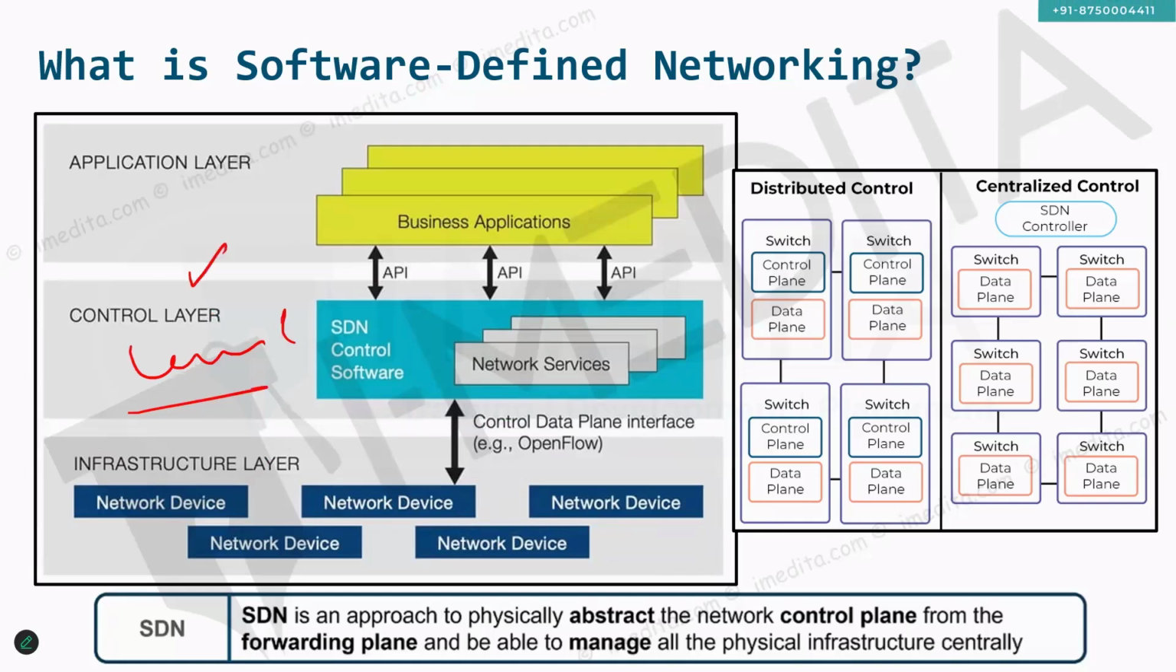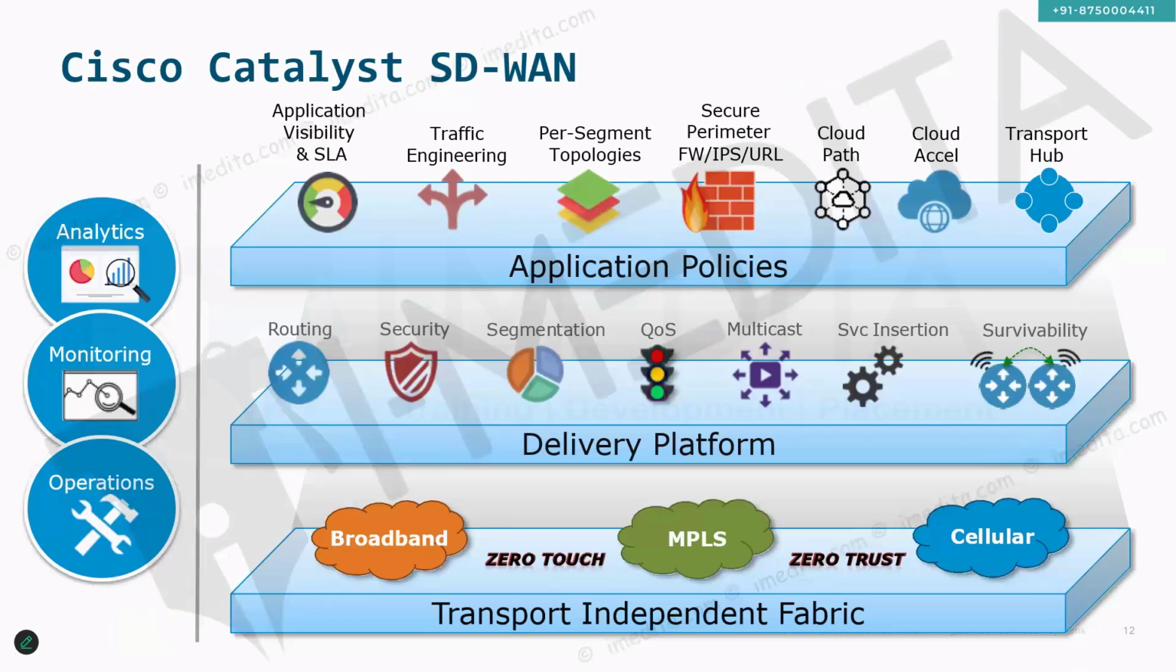The software-defined approach to abstract the control plane from the data plane and to be able to manage all the devices from a centralized point is what we refer to as software-defined networking, or SDN. Multiple offerings are there: SD-WAN, SD-LAN, SD-Access, and the ACI data center. Focusing only on the SD-WAN solution, a software-defined wide area network solution provides all these functions.